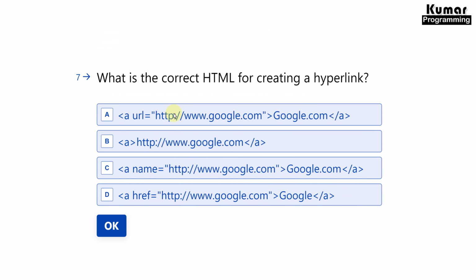Now let's move to the next question. What is the correct HTML for creating a hyperlink, right? So we know that a hyperlink is created by the anchor tag. This is the anchor tag, and we have to give anchor and then href, right? Href, and then whatever link we want to give, we should give that link, right? So this is the correct answer.